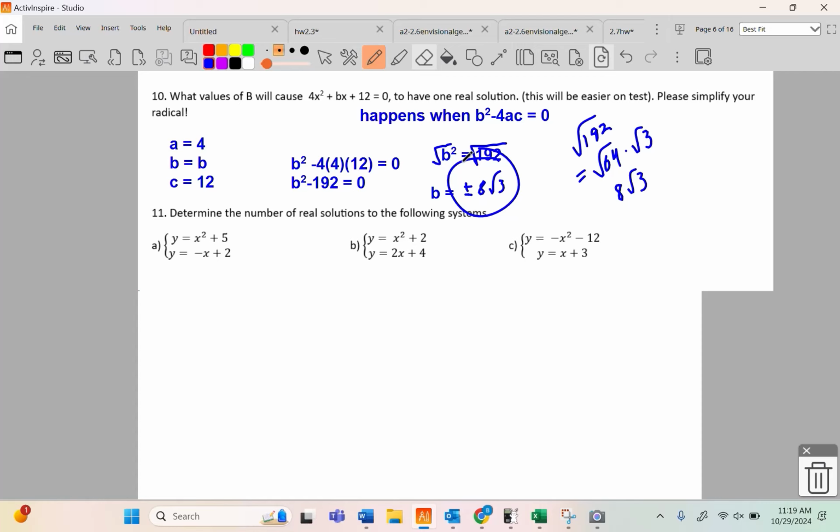Number 11, determine the number of real solutions of the following systems. You are welcome to press y equals on your calculator, but you don't have to. It's going to be quicker if you can visualize graphs. X squared plus 5, write that. Opens up. Negative x plus 2, slope of a negative line. None. Notice it says real. It only has imaginary.